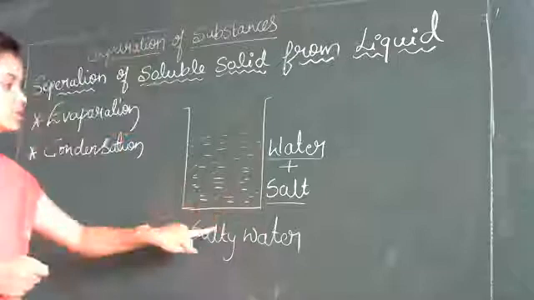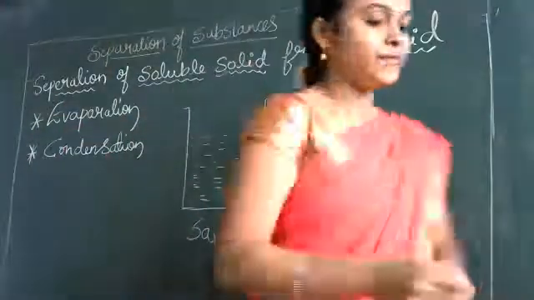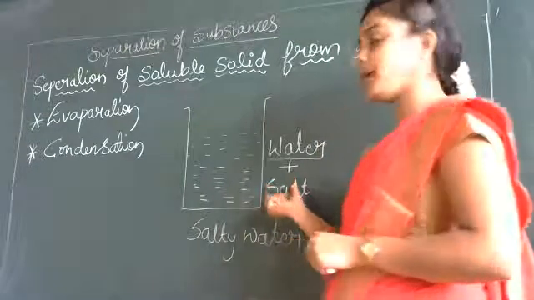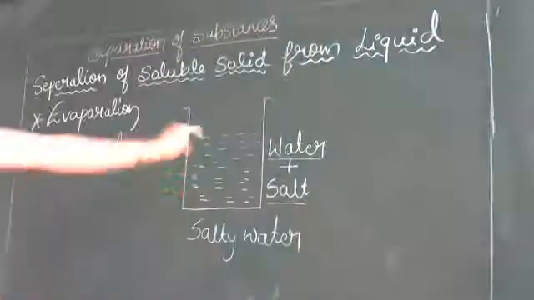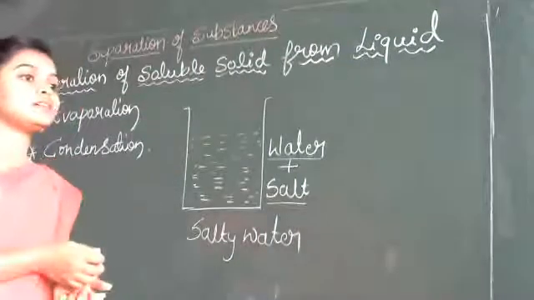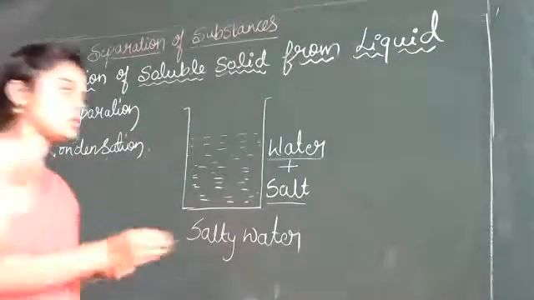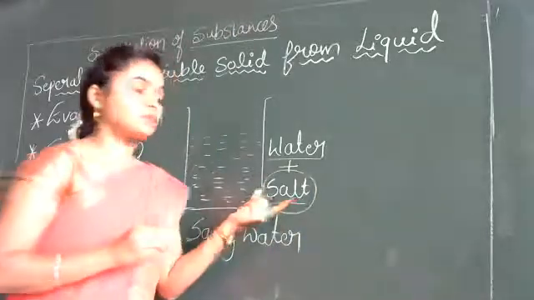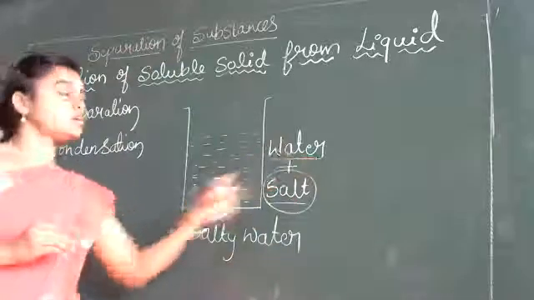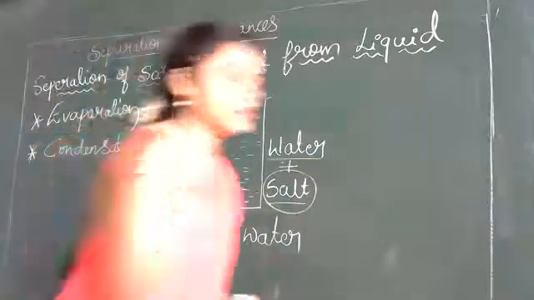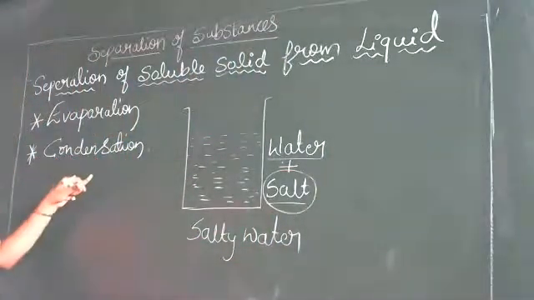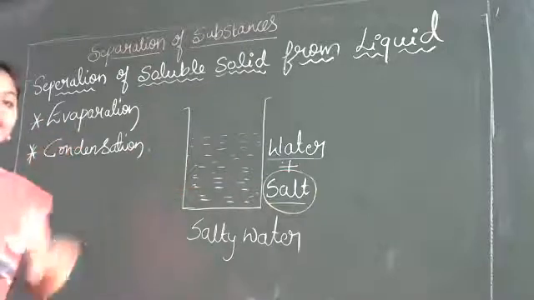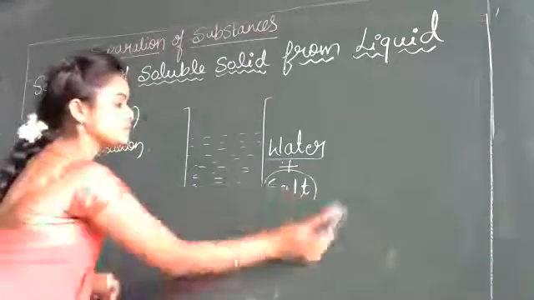Now, are you able to see these salt particles in the water? No. Then what is the method of separation of this salt from the water? Evaporation. So if we want to separate or remove the salt from water, we use the evaporation process. Now let us study what this evaporation process is, and how we are going to separate salt from the water by it. Are you ready for this?